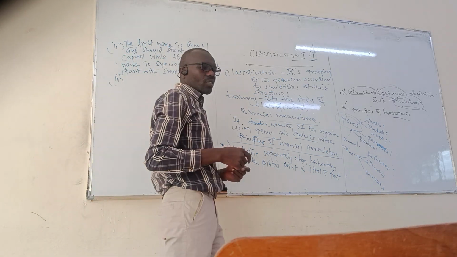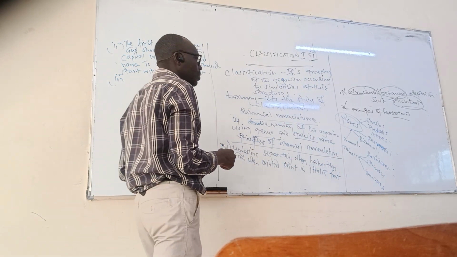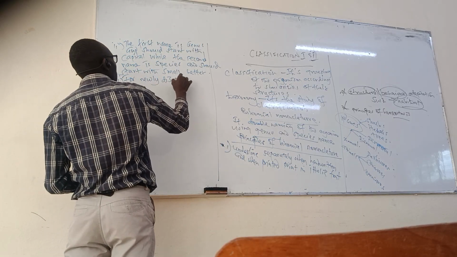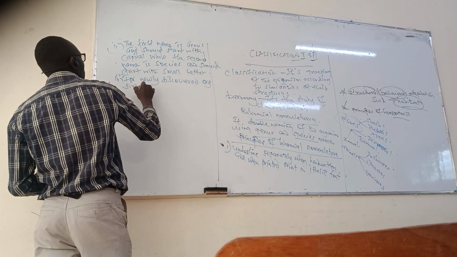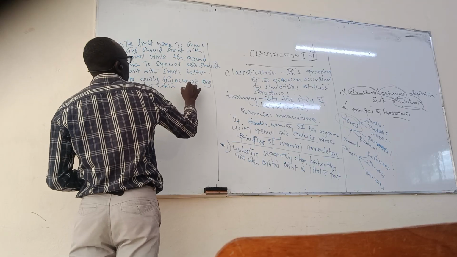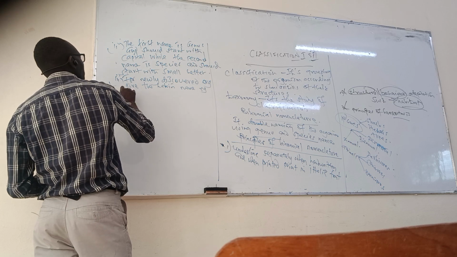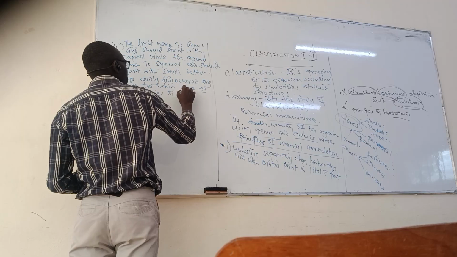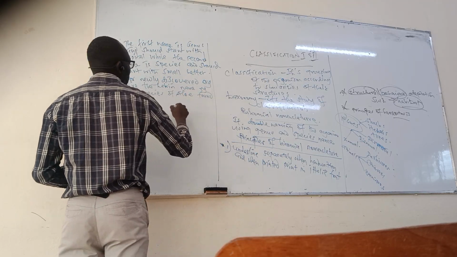Number three, for the newly discovered organisms, what do you do? You give a Latin name. So for newly discovered organisms, give a Latin name. For example, a new species of aloe found in Kilifi.